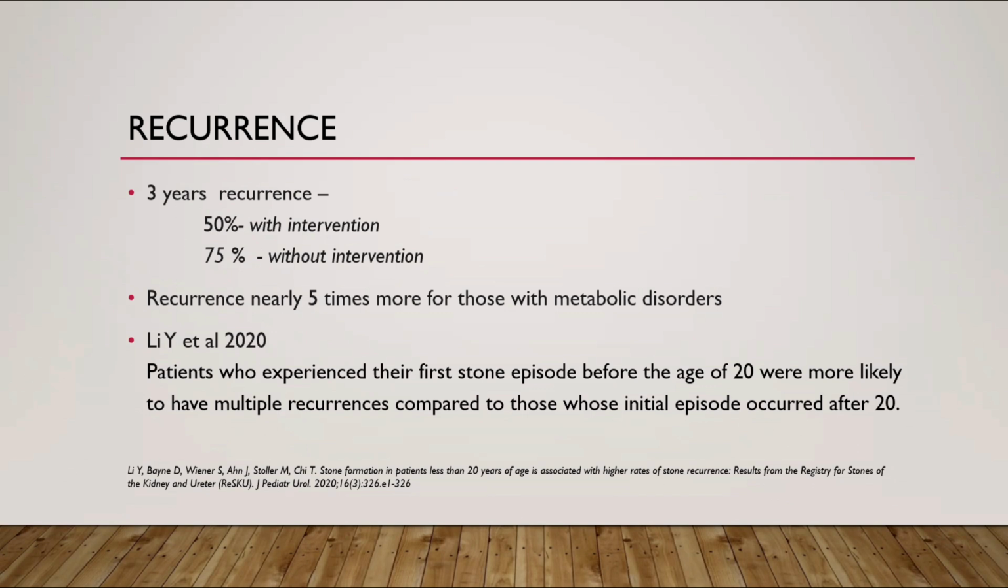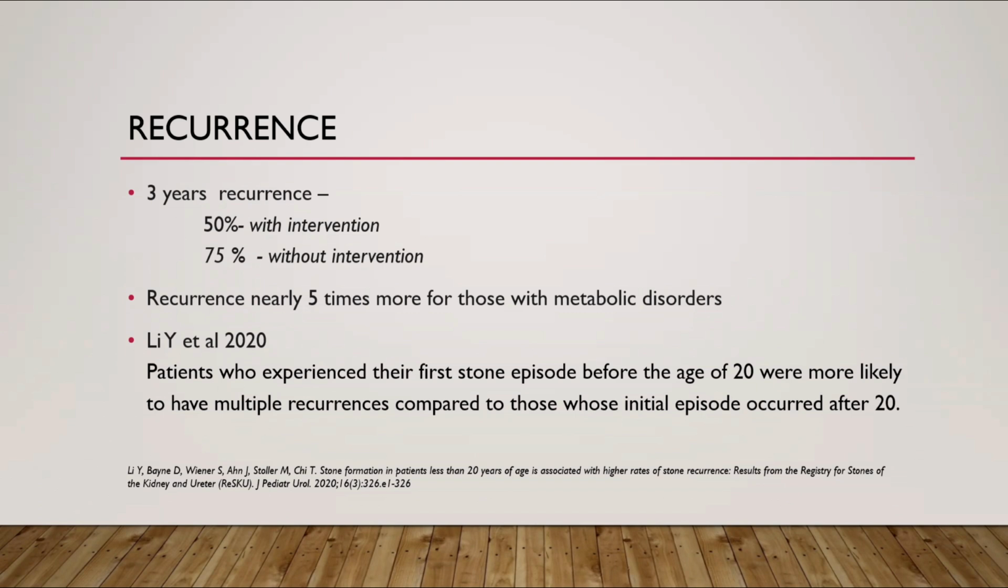Recurrence is another challenge in the pediatric age group. Some studies estimate the probability of symptomatic stone recurrence to be 50% within 3 years of the stone event if an intervention is done, and without an intervention, it increases to 75%. And those with metabolic disorders are known to have nearly 5 times more chance of recurrence when compared to their counterparts without metabolic disorders.